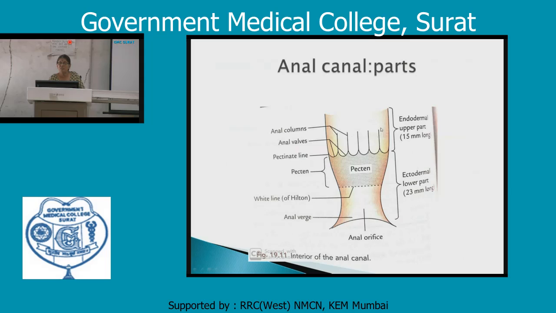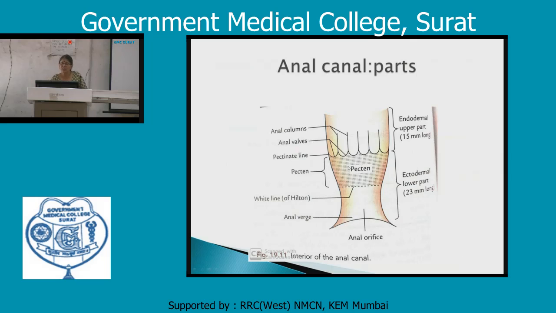And in this anal column there are radicals of the superior rectal vein. And if they become sacculated and enlarged, then they lead to internal piles or hemorrhoids. And here are the openings of the anorectal glands. In the anorectal sinus, these glands open here.